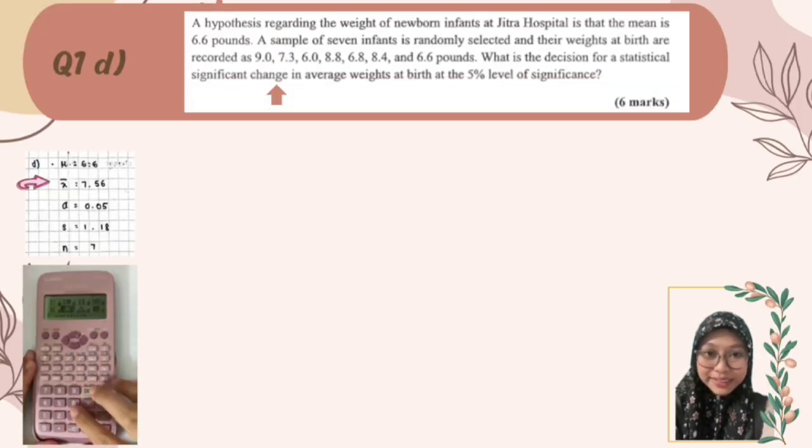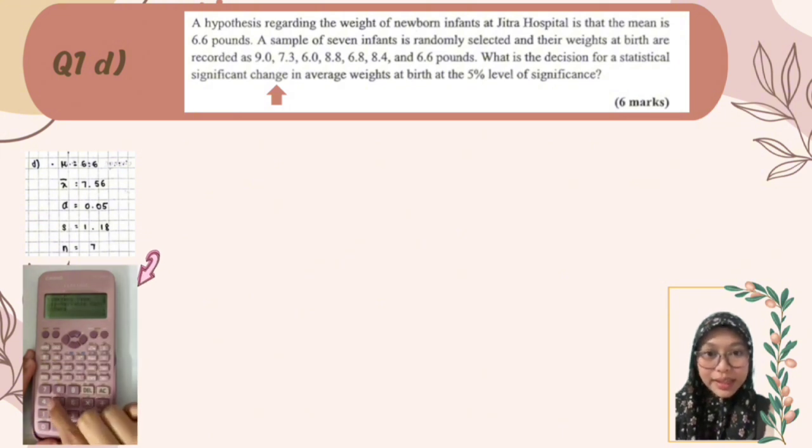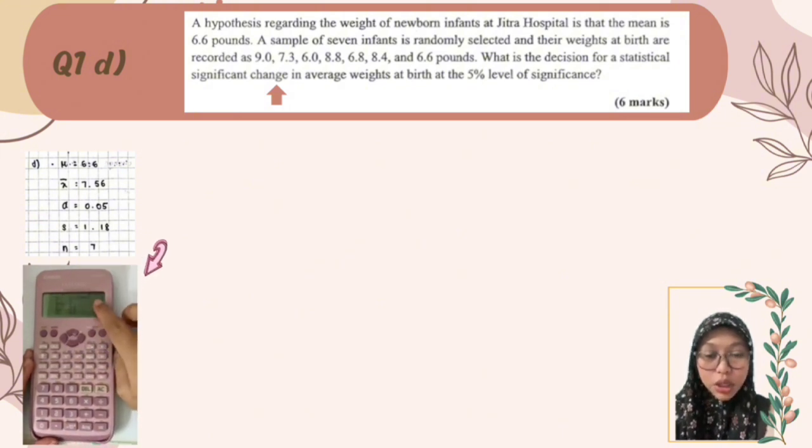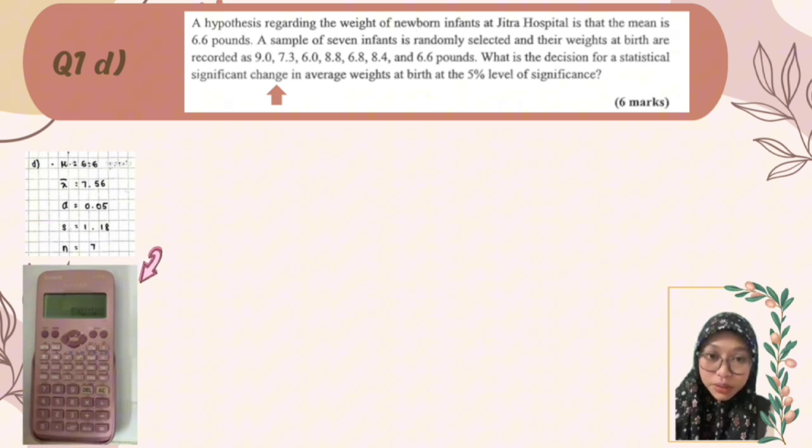Next, question 1D. I have taken out all the values from the statement. The population mean mu is 6.6. The sample mean x bar is 7.56. The significance level is 0.05. The sample standard deviation is 1.18 and the sample size is 7. To find the sample mean and sample standard deviation, we use the calculator as I show in the video below.